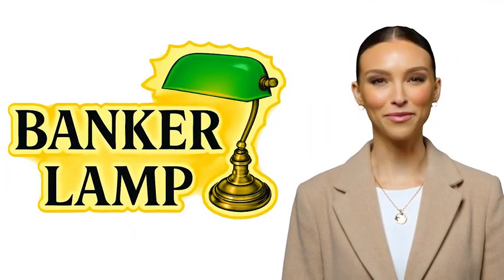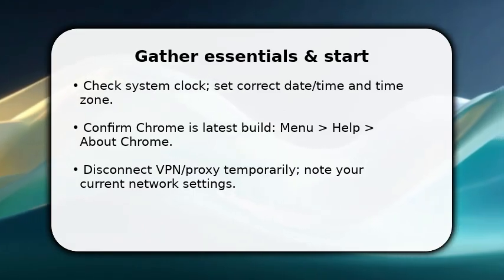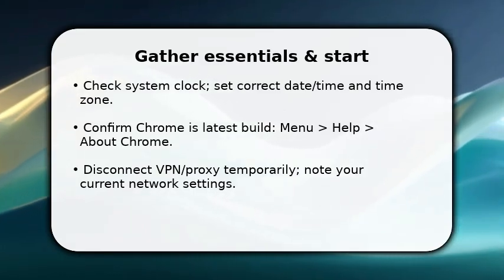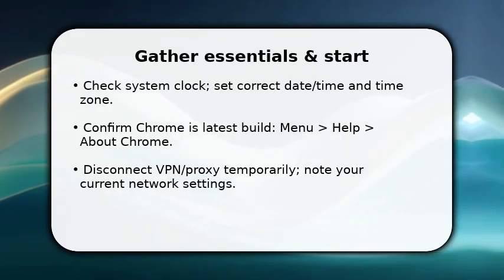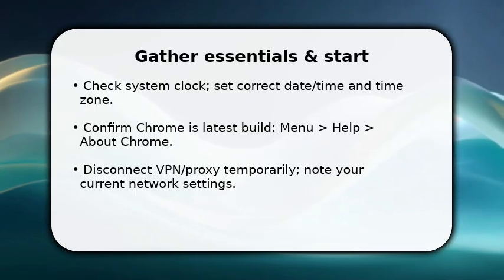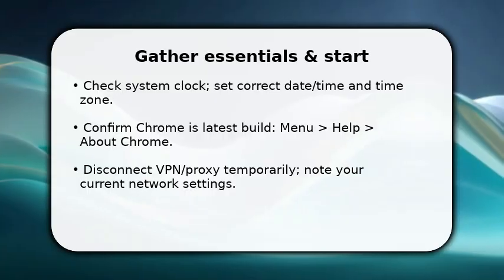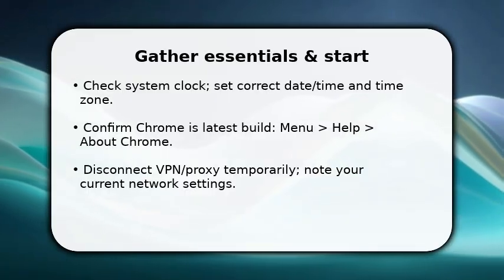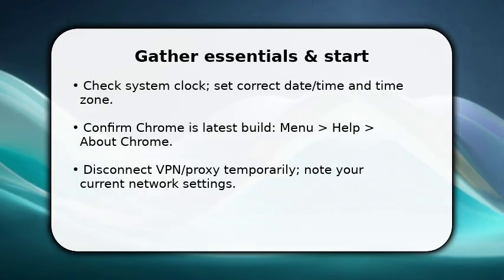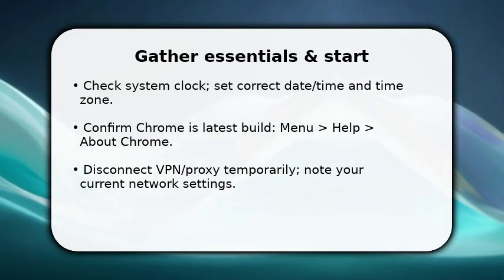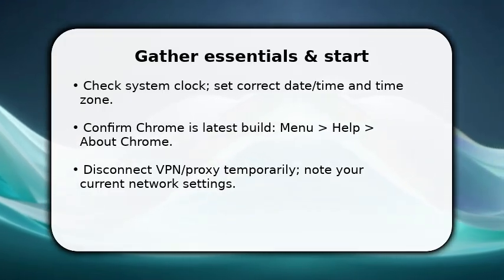Please enjoy the video. You begin by fixing environment issues that commonly trigger Chrome's "Your connection is not private." First, set your PC clock and time zone correctly because certificate checks rely on accurate time. Next, update Chrome immediately so modern TLS and certificate handling are present. Finally, temporarily disable VPN or proxy so you know if a middleman is blocking the handshake. Keep a note of any settings you change so you can restore them later.